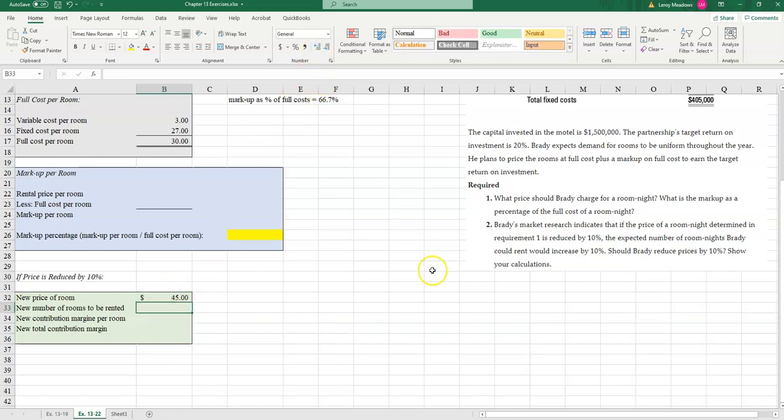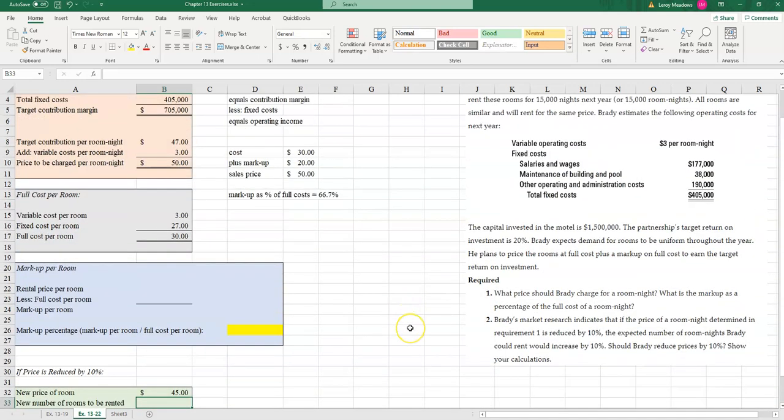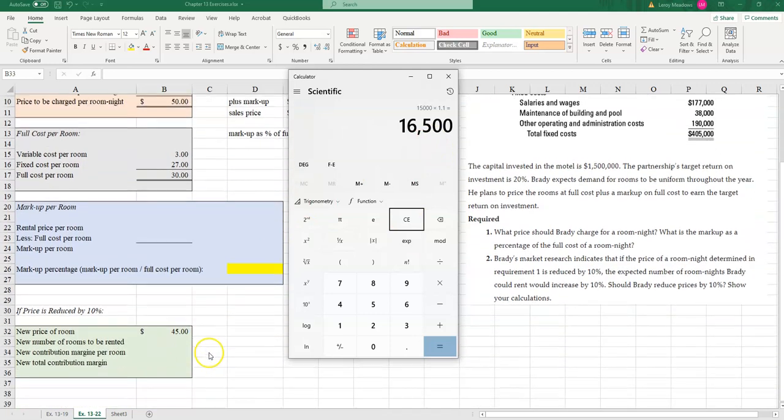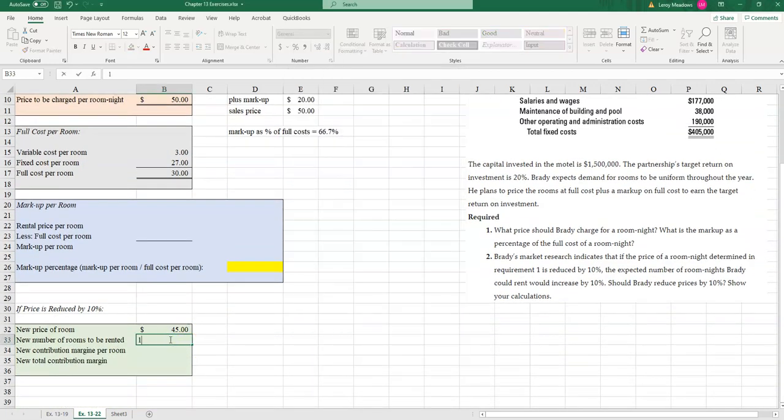What is the new number of rooms to be rented? Well, we're told that if we lower our price, we would rent more rooms. How many room nights am I going to have? Based on my original analysis, I have 15,000 rooms. That's what the problem told us. But if I expect an increase of 10%, I'm going to have 16,500 room nights. So 16,500.